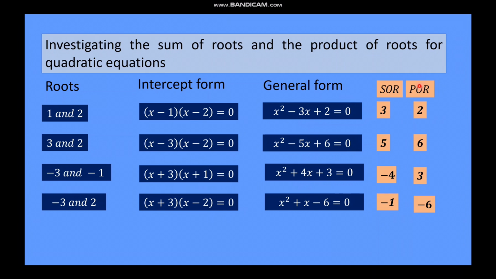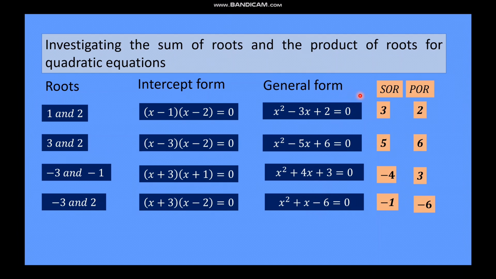Now let's focus on the product of roots. When the product is 2, you see that here is also 2. When the product is 6, here is also 6. When the product is 3, in the equation, the 3 is placed here. And when the product of roots is negative 6, in the equation it is placed here.